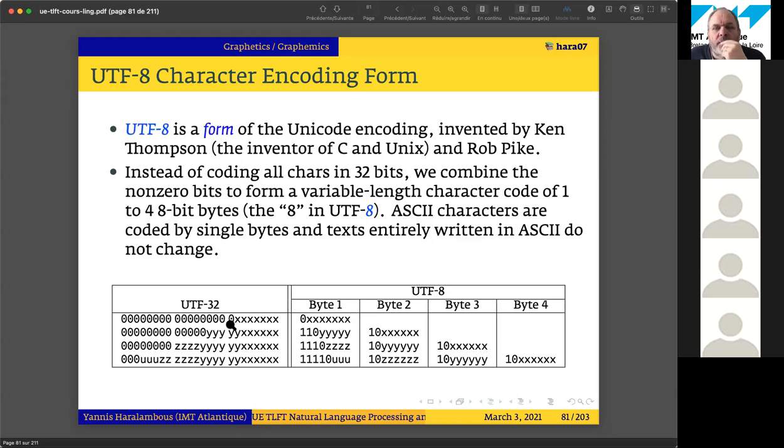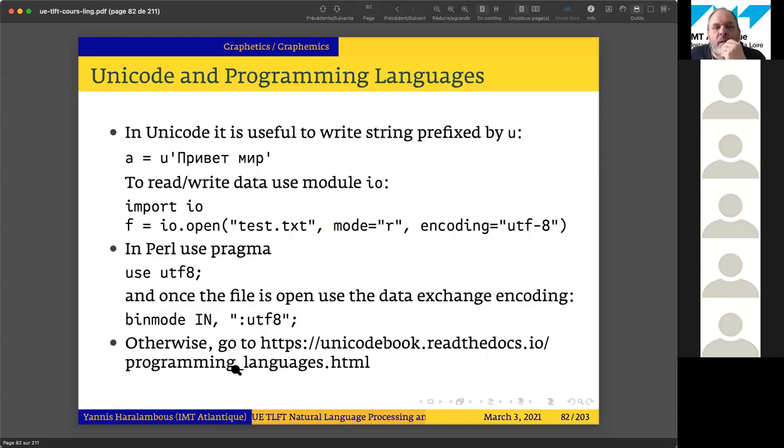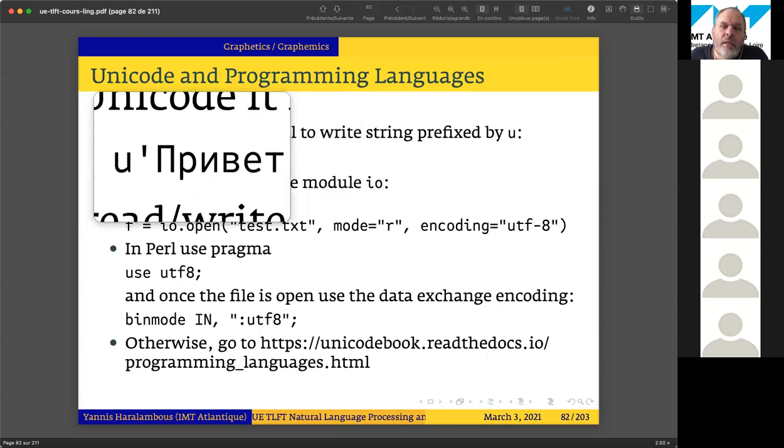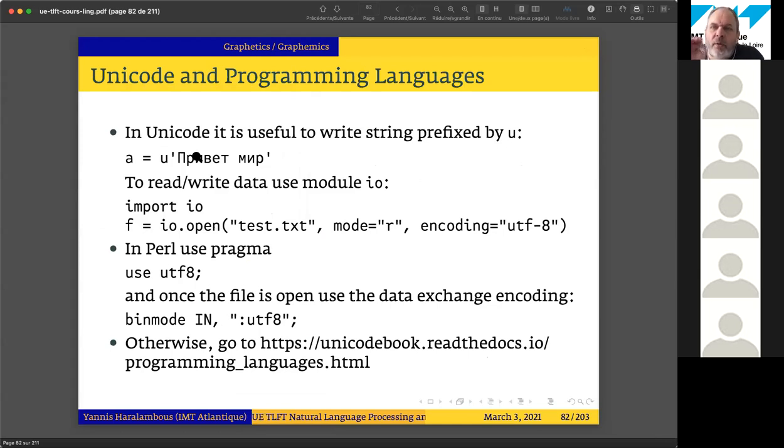So here you have the answer. And how to deal with Unicode in programming languages. Of course, the purpose of this slide is not to teach you a given programming language, but to have you think about this fact that when you see Cyrillic here, it's not because there is Cyrillic in the text, there is no such thing. It's because in the file, you have specific codes that your text editor recognizes as being Cyrillic.